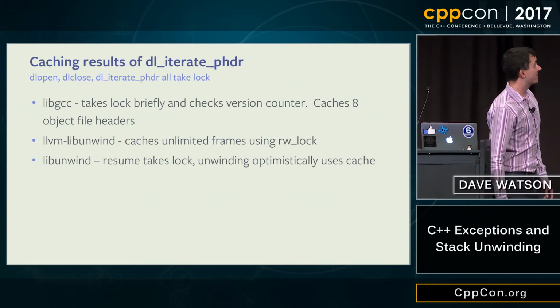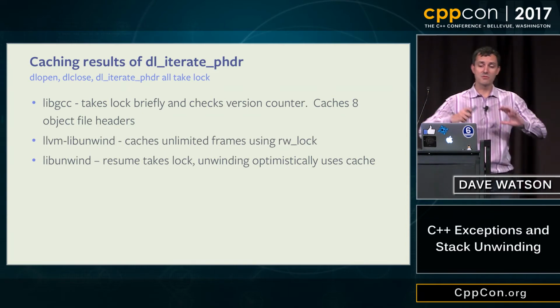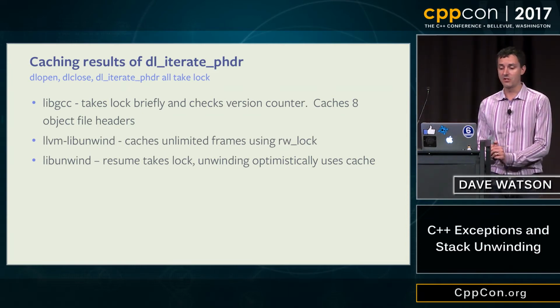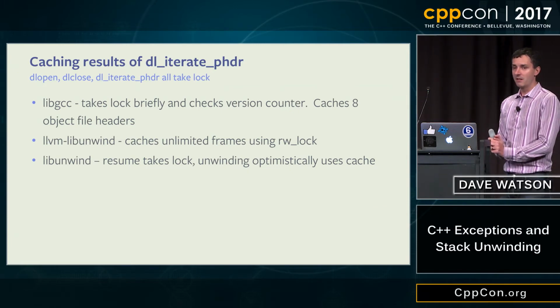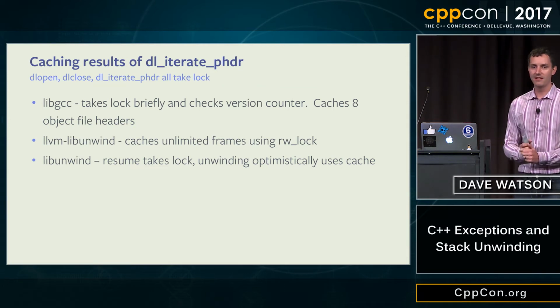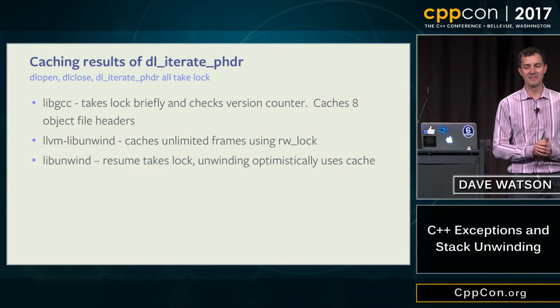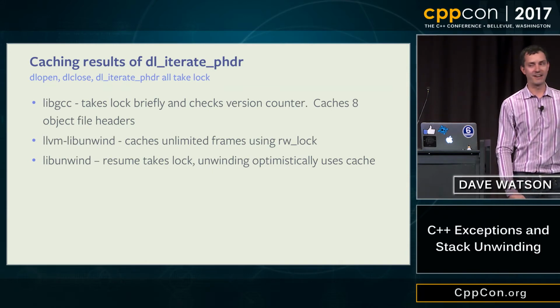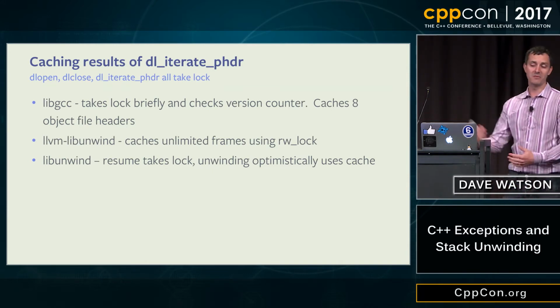So the different caching strategies are something like this. libgcc is the most conservative. It always takes this lock. It always calls dl_iterate_phdr, grabs the lock. dl_iterate_phdr actually has a super interesting optimization in it. It has a count of how many times you've called dlopen and dlclose. If that count is the same, we just assume that our cache is correct. So nothing was loaded, nothing was closed, we can use the cache.